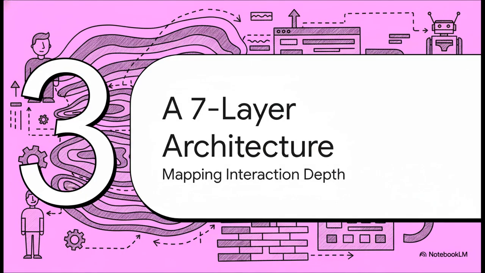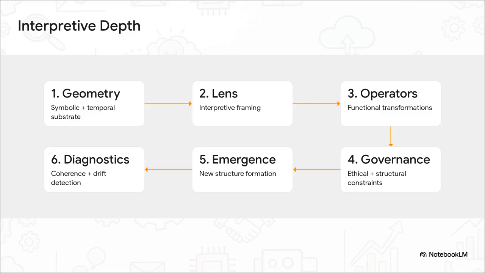So, how does this framework actually analyze such a deep collaboration? It's all structured in layers. The best way to think about it is as a model for mapping the depth of the whole interaction. These 7 layers represent a journey downward. You start at the surface-level symbols of an interaction, what the framework calls geometry, and you go all the way down to the deeper structures that give the collaboration its meaning and keep it coherent over time.